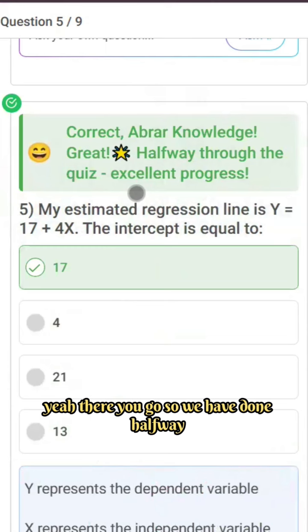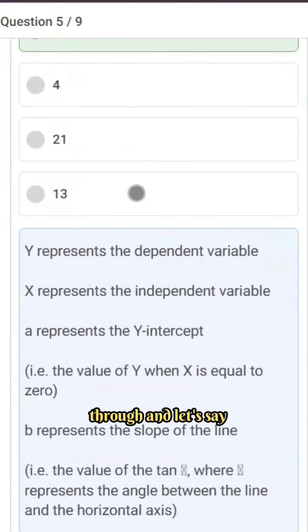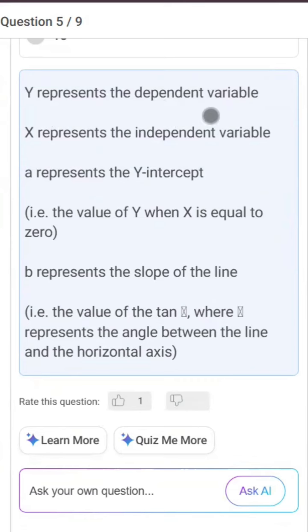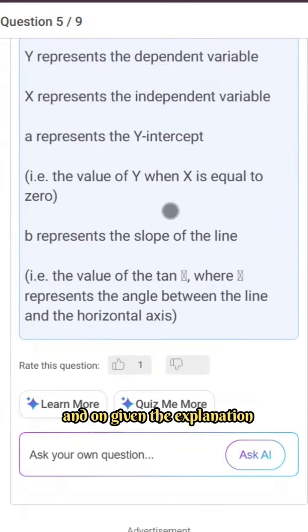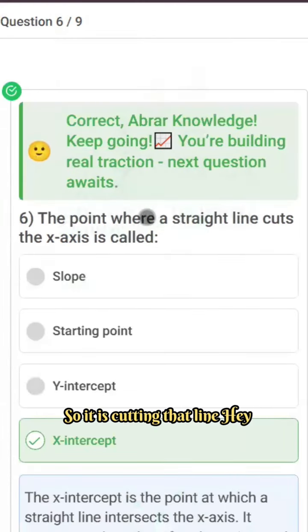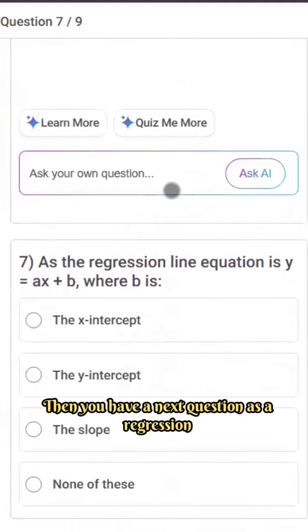Yeah, there you go. So we are halfway through. Y represents the dependent variable, x is the independent variable, and all that. It gives the explanation as well. The point where the straight line cuts the x-axis is called the x-intercept, right? So it is cutting that line. Okay, then you have the next question.